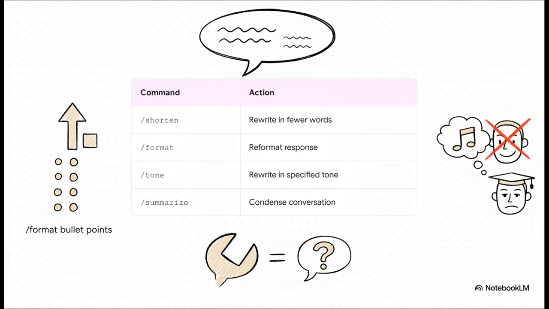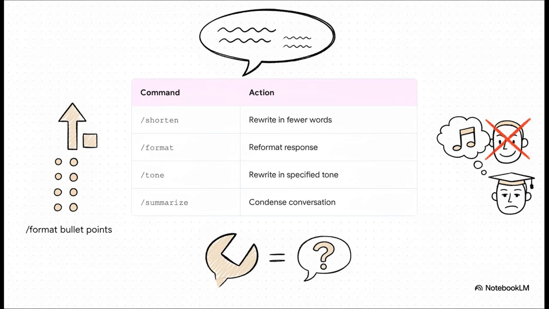So instead of typing out a whole paragraph asking for a rewrite, you can just type slash shorten. Needed as a list? Type slash format bullet points. Needed to sound less academic? Just type slash tone friendly. You get to refine the output instantly without ever touching your master prompt, which, let's be real, saves you an immense amount of time.